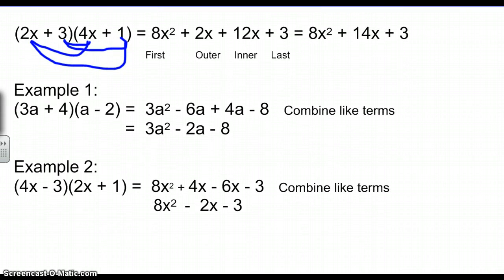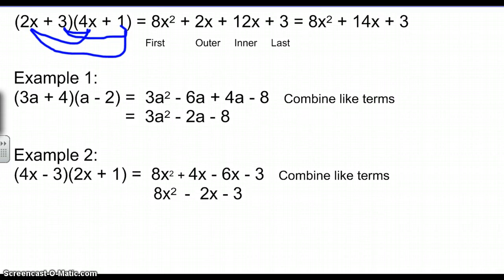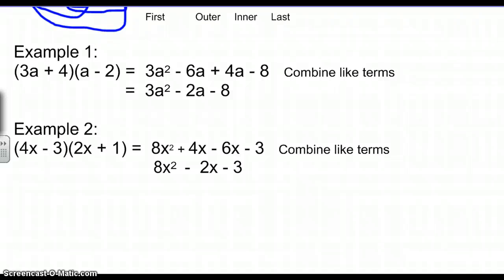In the next example, we have some negatives in the first parentheses. So we have 4x minus 3 times the quantity 2x plus 1. And again, first, outer, inner, last. So it becomes 8x squared plus 4x minus 6x minus 3. You combine those two terms in the middle, the two x terms, and you get 8x squared minus 2x minus 3.